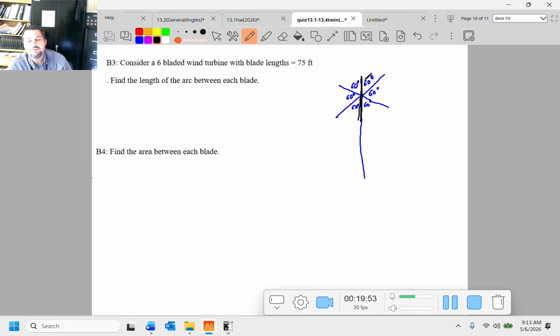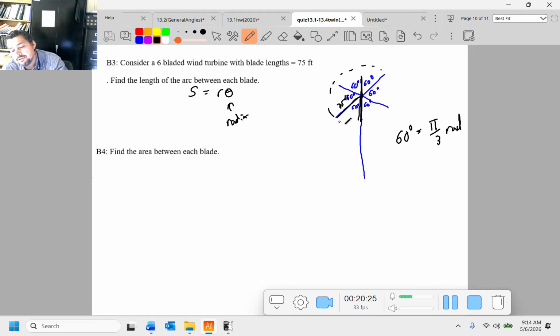Find the arc length between each blade. Now, arc length is, for some odd reason, called S, and it has a formula of r theta. The disclaimer here is that theta is in radians. Now, I would expect if you're doing bonuses, you probably know what 60 degrees is in radians. 60 degrees is pi over 3 rad. So the blades are 75 feet long, and if they spun, you would outline a circle. So they would represent the radius of the circle.